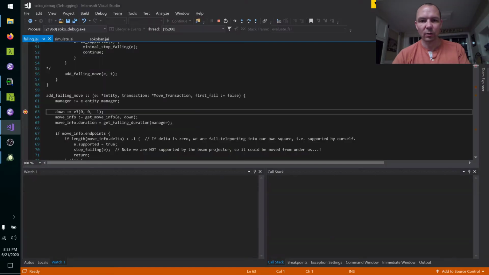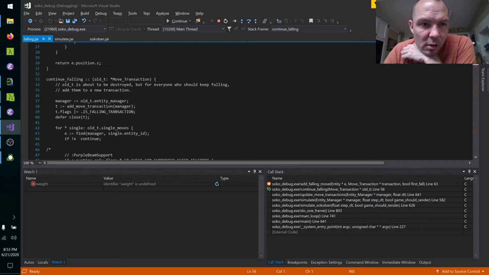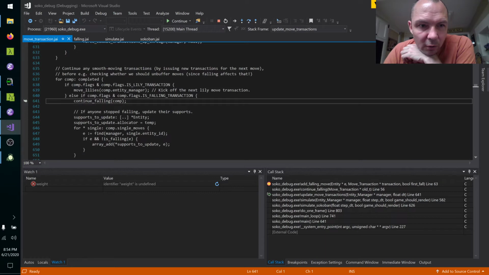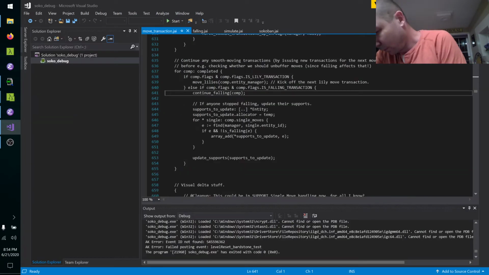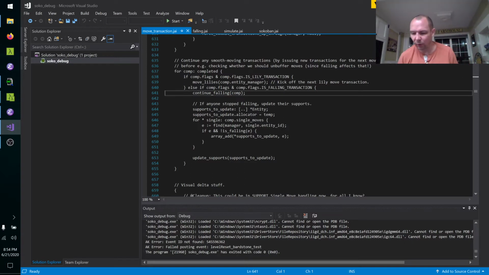Like usual. Continue falling. Why are you continuing falling? Oh! So the problem is, okay, we're going to have to move where we're doing this, right? This is in evaluate fall, which, yeah, okay.